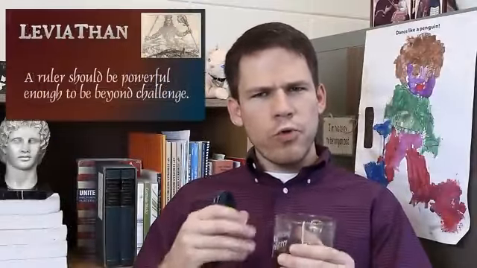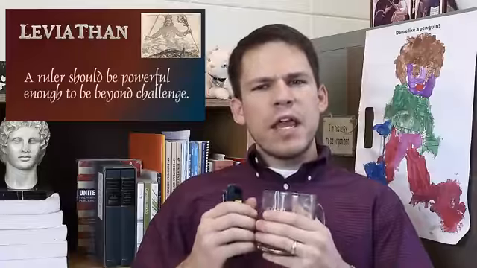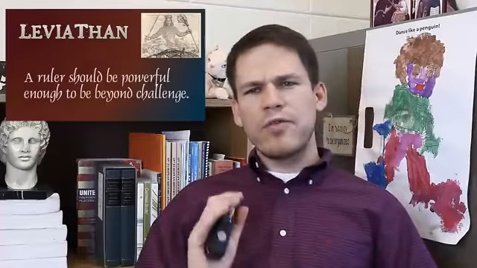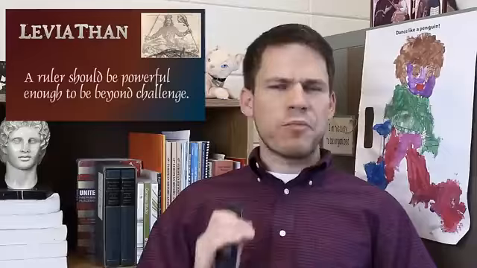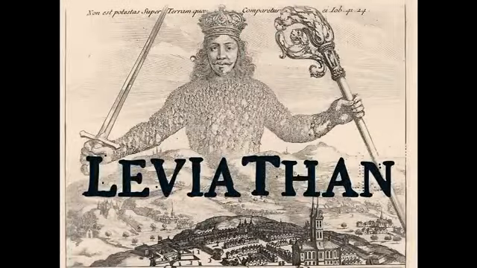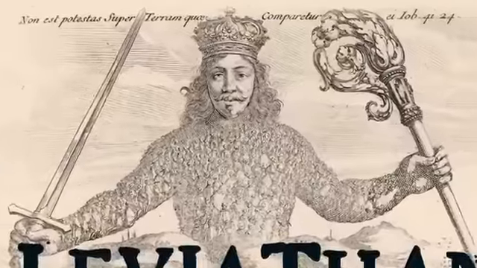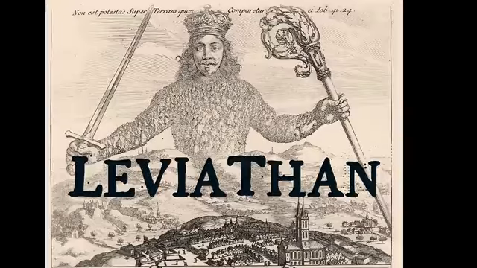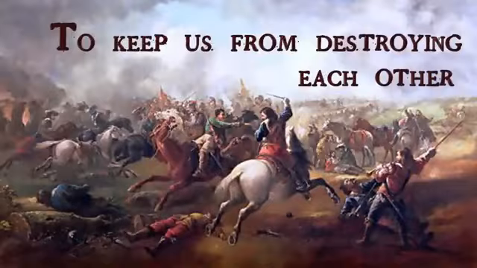So the idea here is that we need a ruler who is strong enough that he is beyond challenge, that people think, I could not possibly mess with that guy, because that is the only thing that keeps us from tearing each other apart. This Leviathan is so large, you can see him looming over everything, larger than the city, and his garments, his chainmail, are made of people. He's so big as to be beyond challenge, and that will make us behave ourselves when we otherwise would not, and it will keep us from destroying one another.